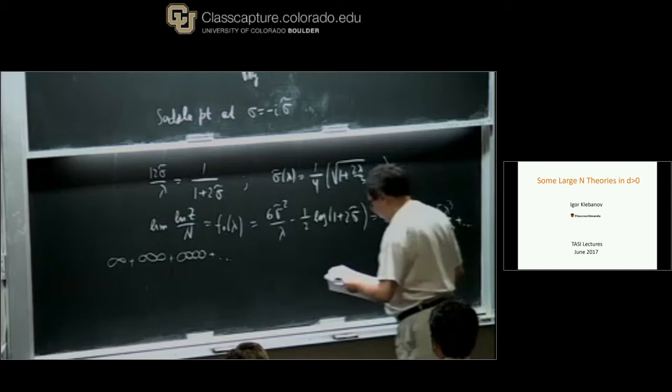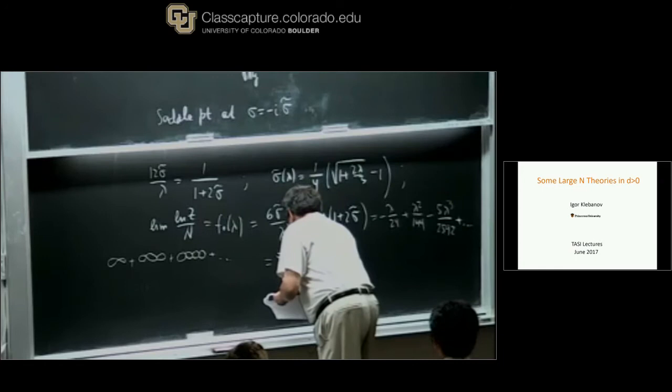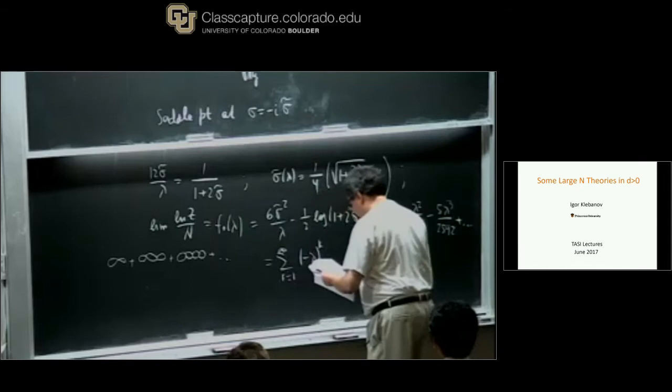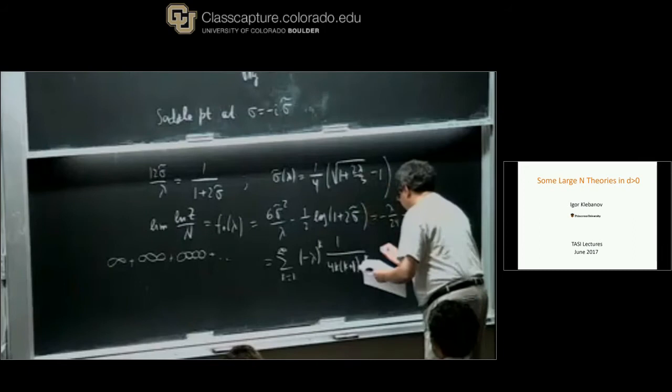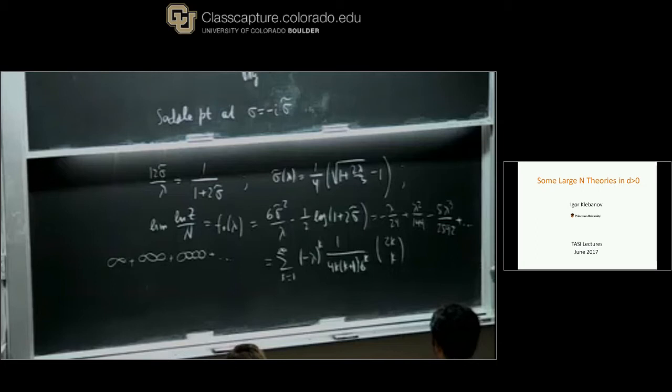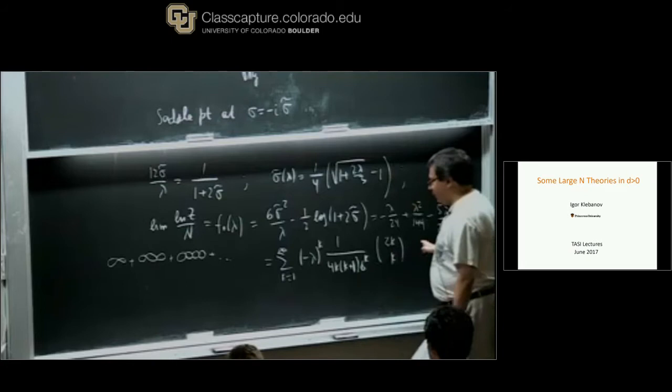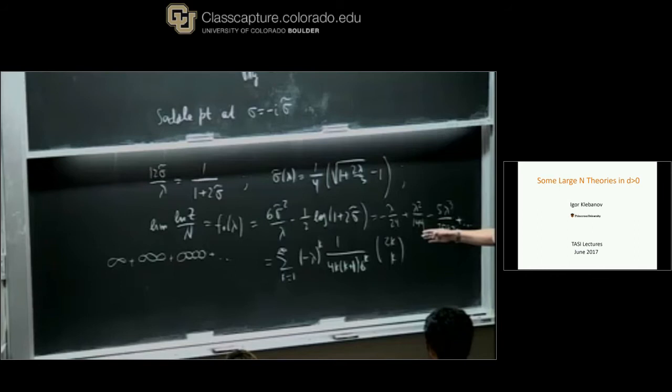Well, just to impress you, you can write this. It's the sum k equals 1 to infinity of minus lambda to the power k, 1 over (4k plus 1) 6 to the k, and then there is a binomial coefficient (2k choose k). This is a convergent series. Another thing you know, so basically the story makes sense both for positive and negative lambda as long as they're sufficiently small. For positive lambda, it's going to be an alternating series. For negative lambda, it's a same-sign series, right?